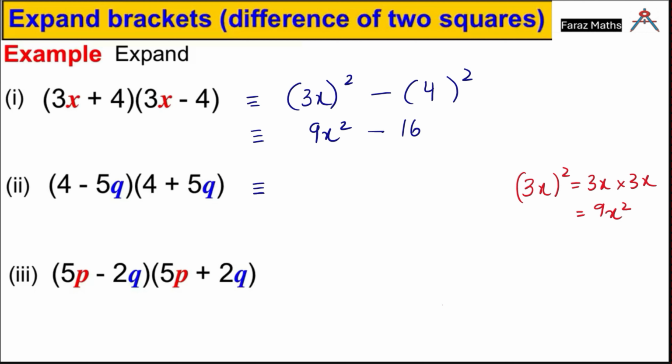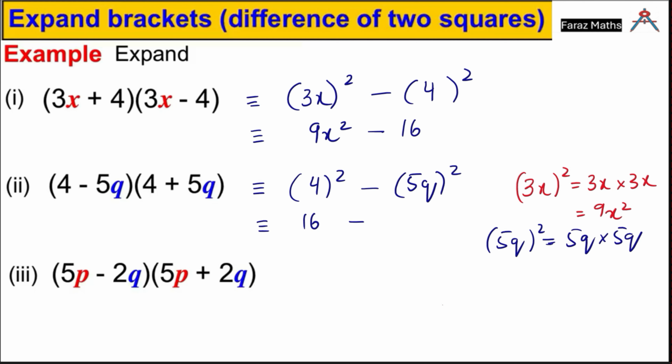Next one, the first term is squared minus second term is squared. The first term is 4 and the second term is 5q. So 4 square is 16 minus, and be careful in this, 5q whole square means 5q times 5q. You have to multiply 5 with 5, which is 25. Q times q, which is q squared. 25q squared.